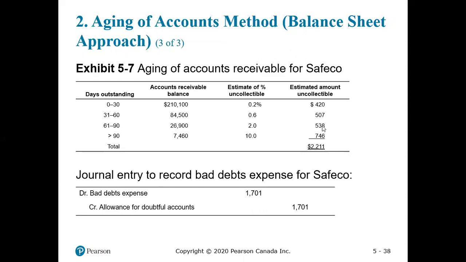Right before this exhibit on page 216, it says that they already have an existing allowance for doubtful accounts balance of $510. Therefore, in order to get that allowance for doubtful accounts balance to the $2,211 that they've calculated, the entry they need is only for $1,701. If you look at the T account, which is Exhibit 5-9 on page 217, it shows a different visual way of seeing why the entry is not for this 2,211, but rather for only 1,701.